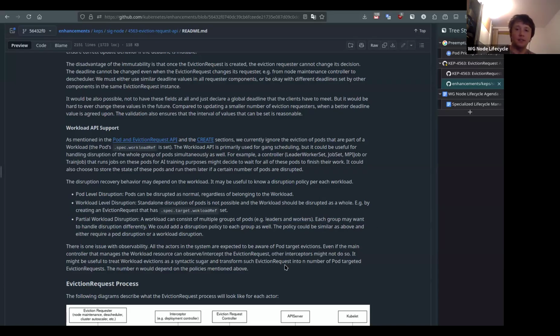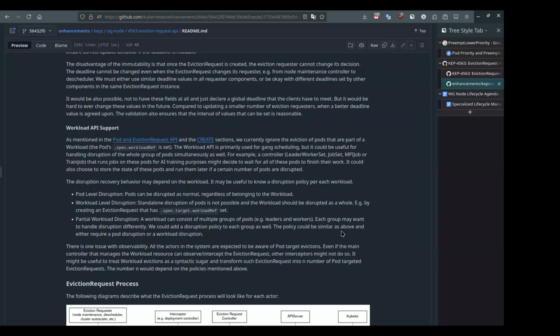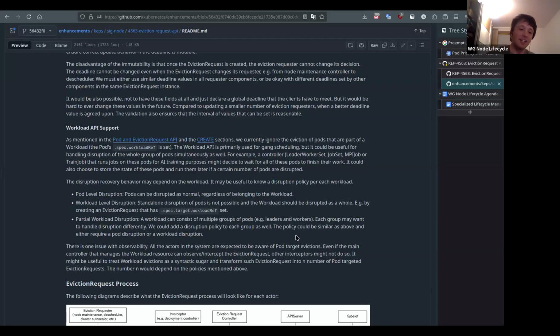Any questions? So is it your plan to have the workload supported as part of this KEP, the 5363? Is that what you're getting at here? Like this is what we want to have, the eviction support for the workload? Oh, I forgot that part. Yeah, thanks for mentioning that.